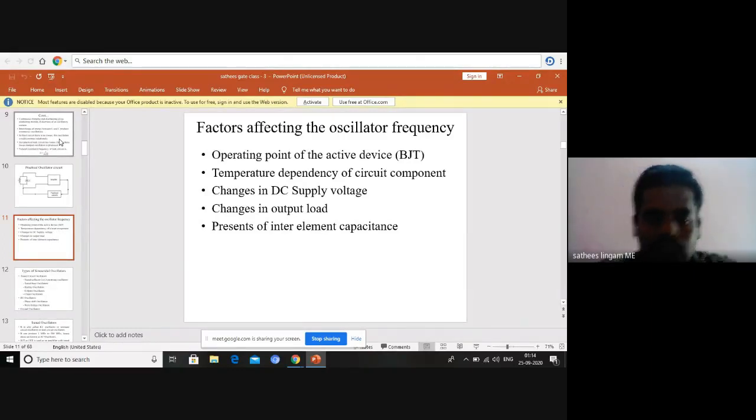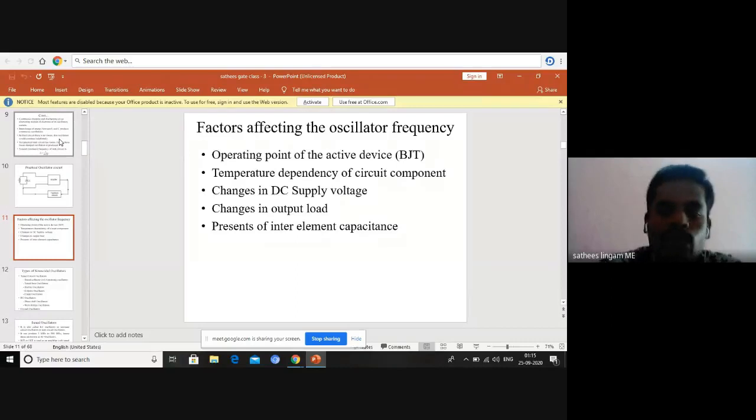Now, some important factors. One is the operating point of the active device, that is the BJT. You know what the active point is. That operating point, or Q point, should be placed exactly in the middle of the active region in our output characteristics curve, as we discussed previously. If you have studied well, you will know that the operating point of the active device may change. It may move near the saturation point or near the cutoff point, and that may affect the oscillator frequency.